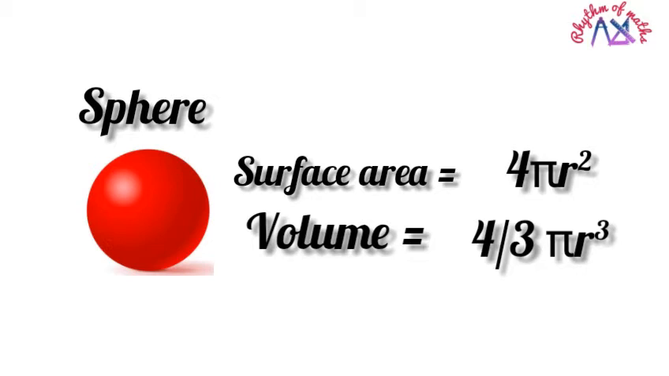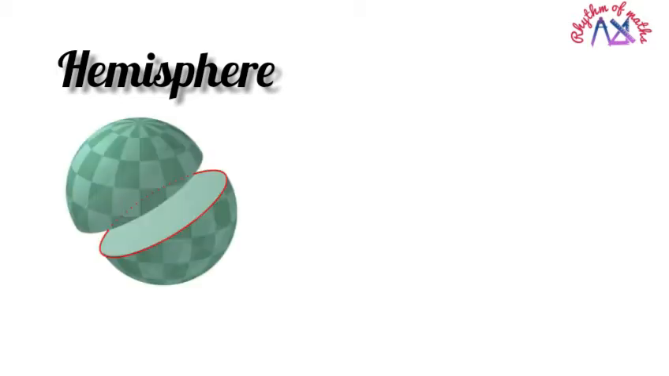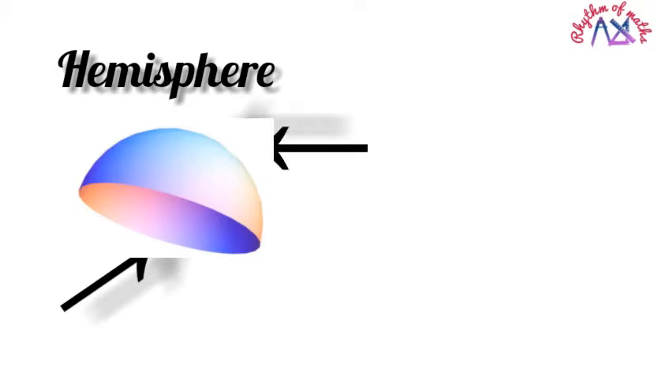Now one more figure you have to learn, that is hemisphere. Hemisphere means when you cut this sphere into two equal halves, you will get two parts. Each part is known as a hemisphere. So this is the shape of a hemisphere. Now here you can see that two faces are there. For a sphere only one face, but for a hemisphere two faces.